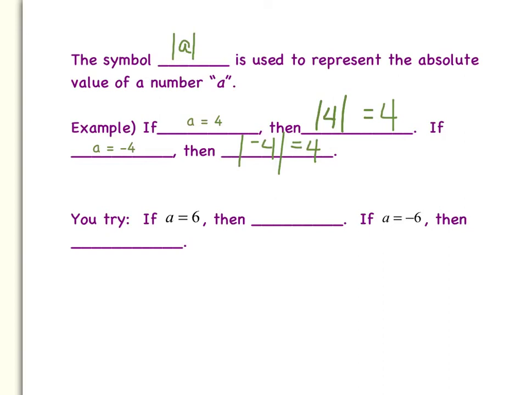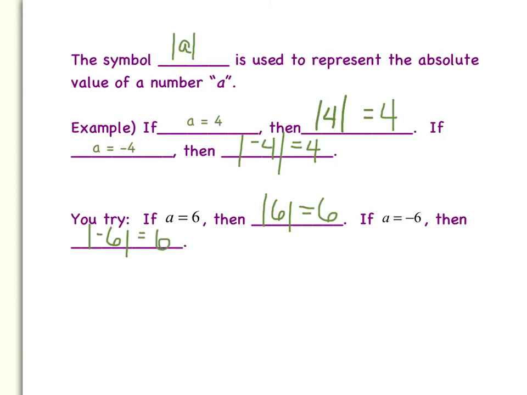Now you try the next one. Pause the video and then come back and we'll discuss the answer. Okay, if A is equal to 6, then that means the absolute value of 6 is equal to 6. And if A equals -6, then the absolute value of -6 is also equal to 6.